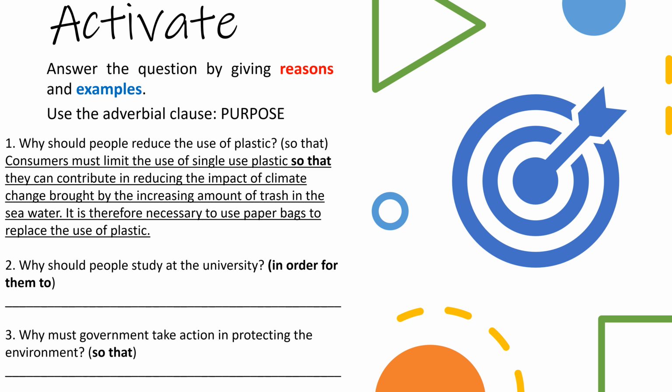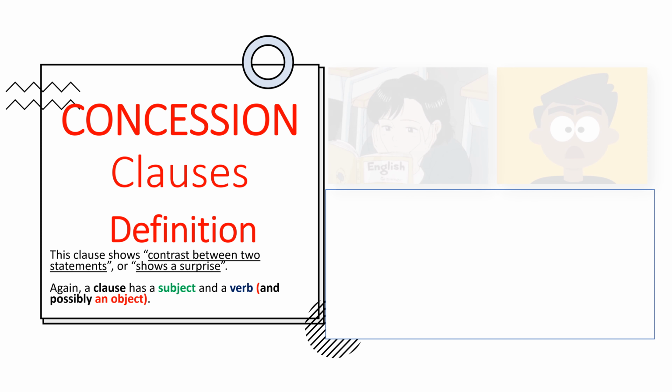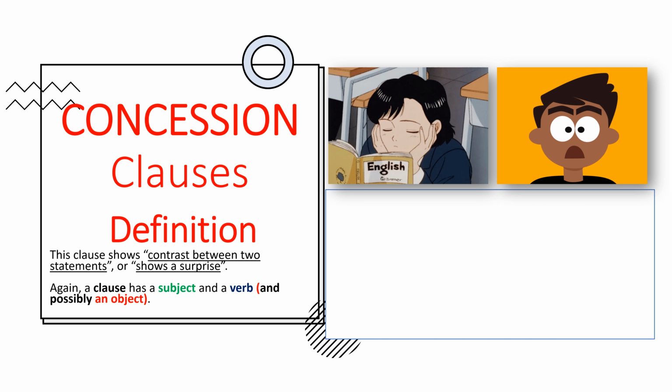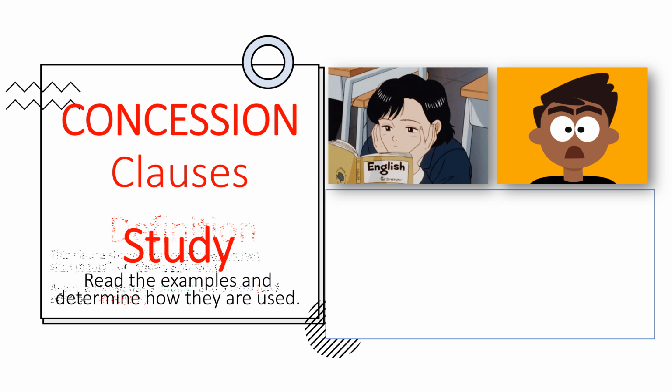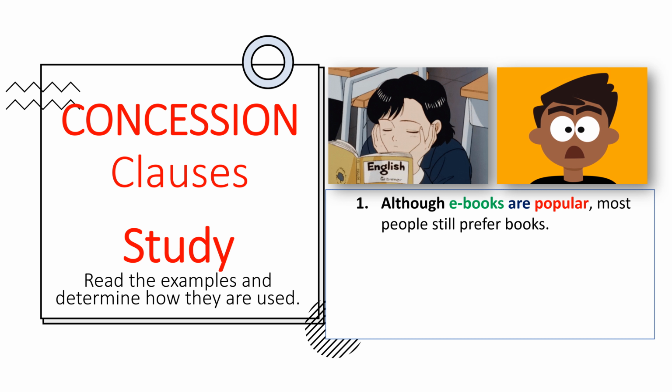Now the next type of adverbial clause that we need to study today is concession. What is concession? This clause shows contrast between two statements or shows a surprise. Let's study some example sentences and see how conjunctions are used. First example, although ebooks are popular, what's surprising there? Most people still prefer books, so that's quite surprising.